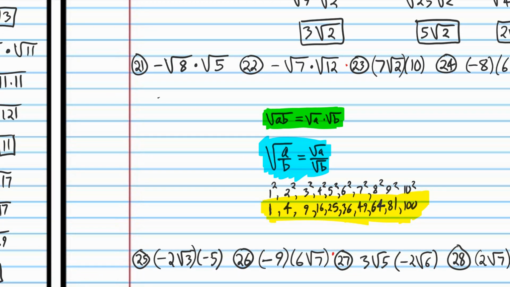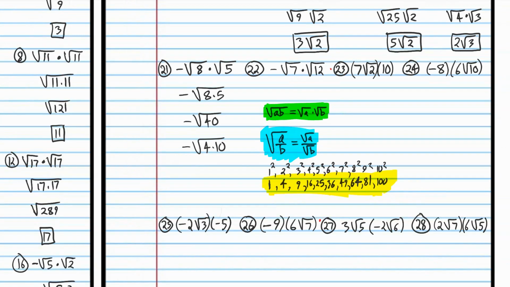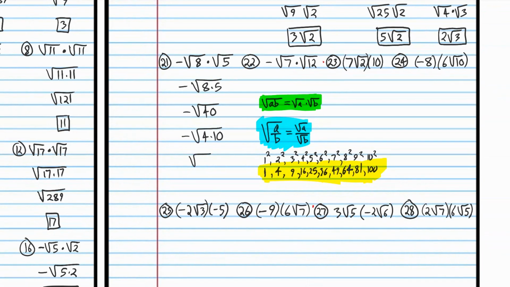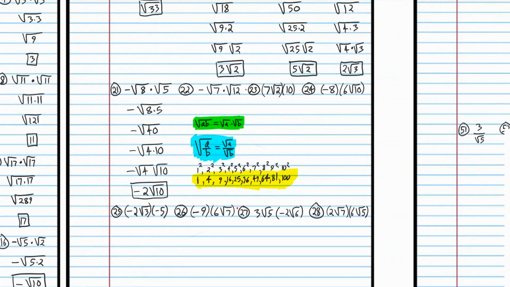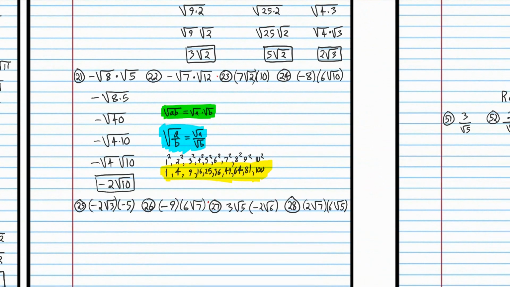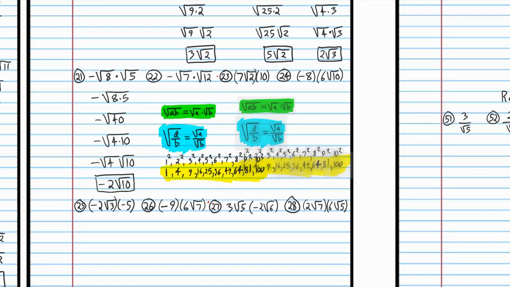All right, we're back. So now I'm going to pull out 4. I'm going to pull out the perfect square. And there you go. So if you got that answer, good job. All right, so try number 22, and when you come back, we'll do it together.